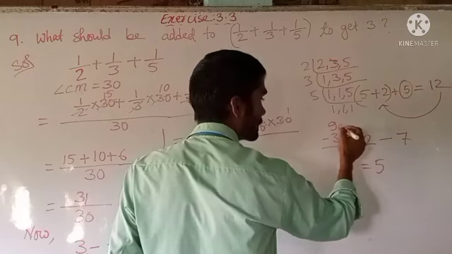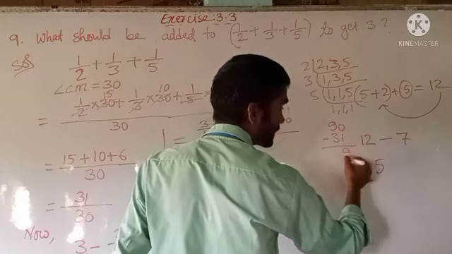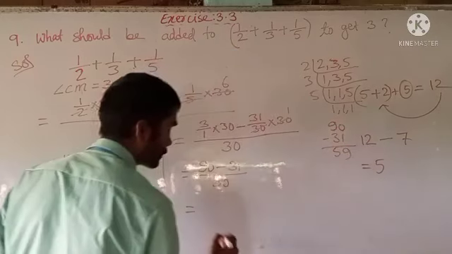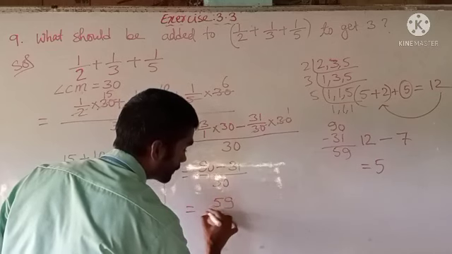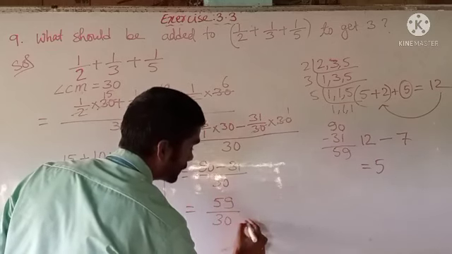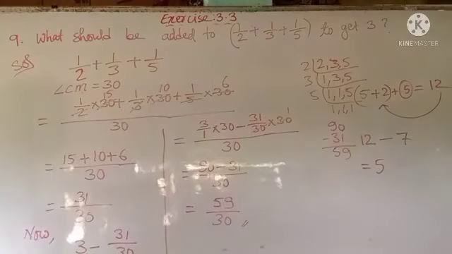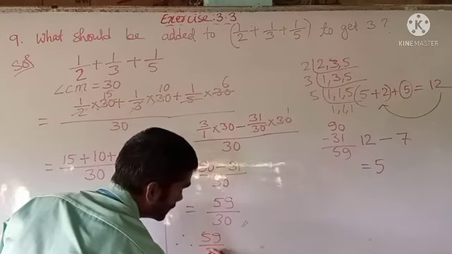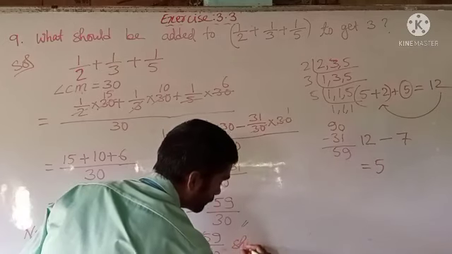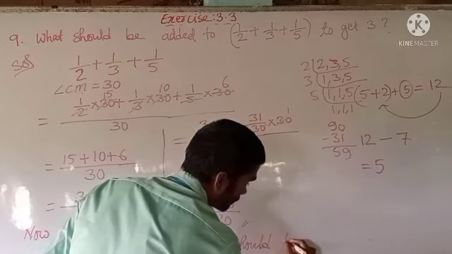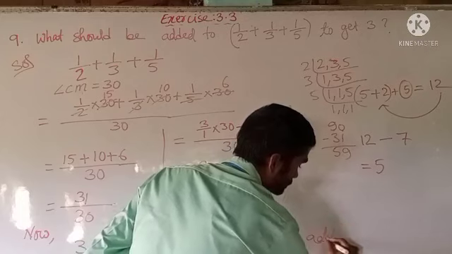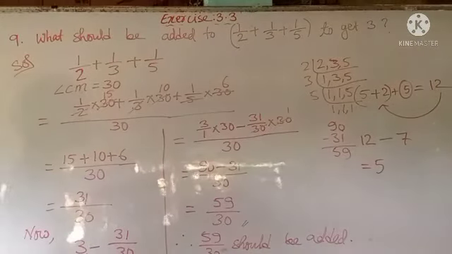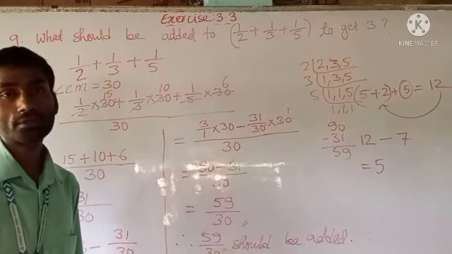0 minus 1 we cannot, we will take 1 from here. 10 minus 1 is 9, here it is left with 8. 8 minus 3 is 5. So we got here 59 by 30. So this is our required answer. Therefore, 59 by 30 should be added. So this is our required answer. That is the end of our exercise, that is exercise 3.3. Thank you so much.